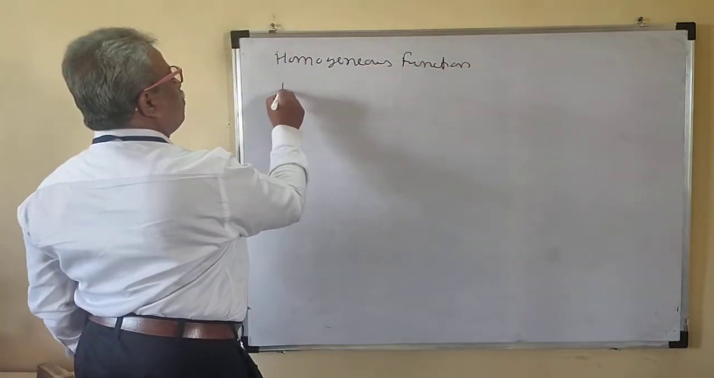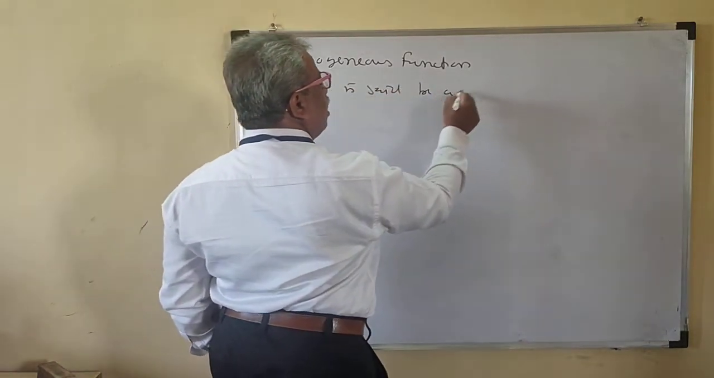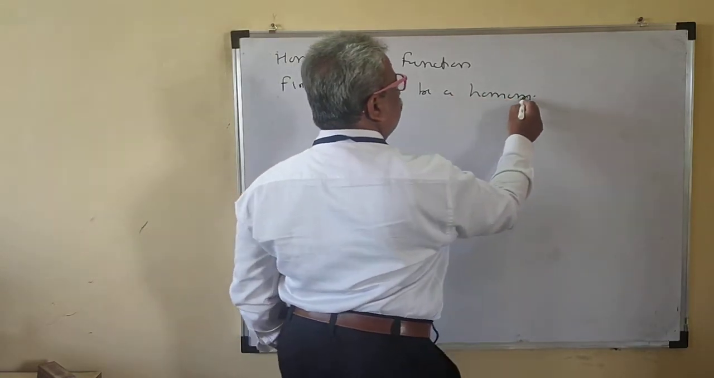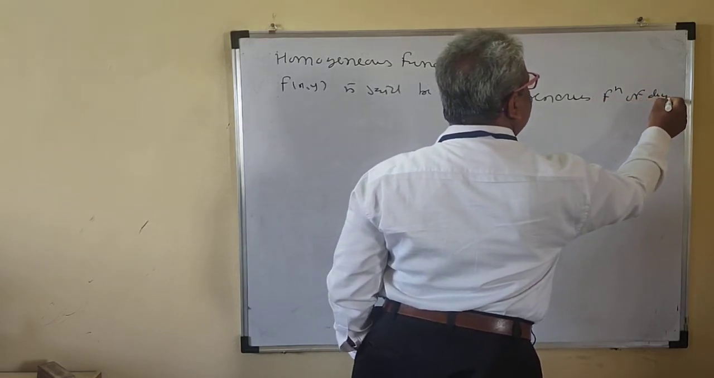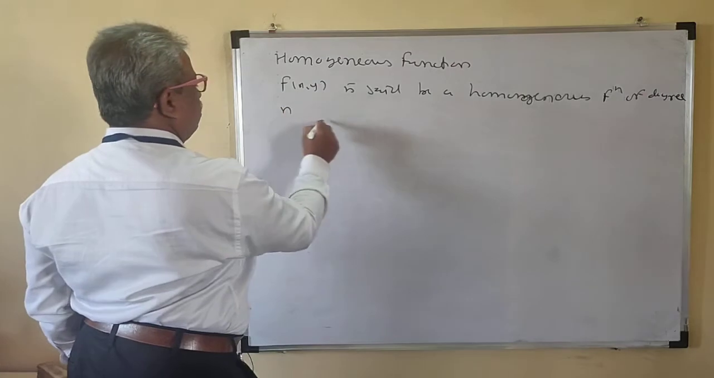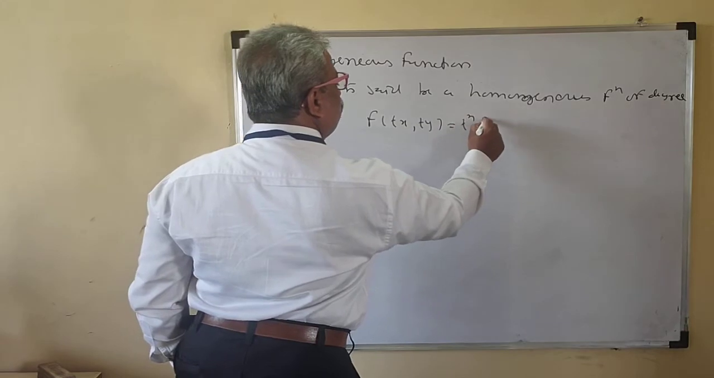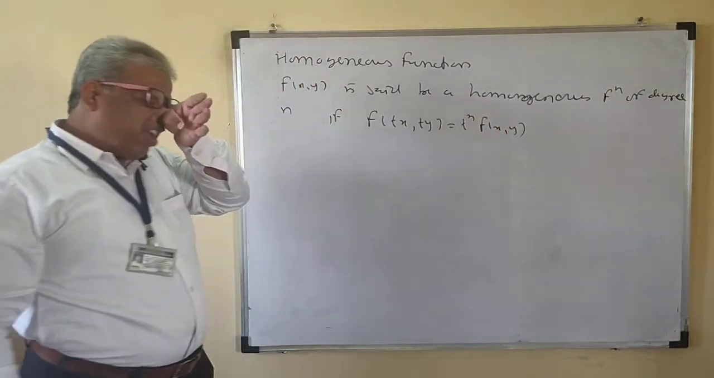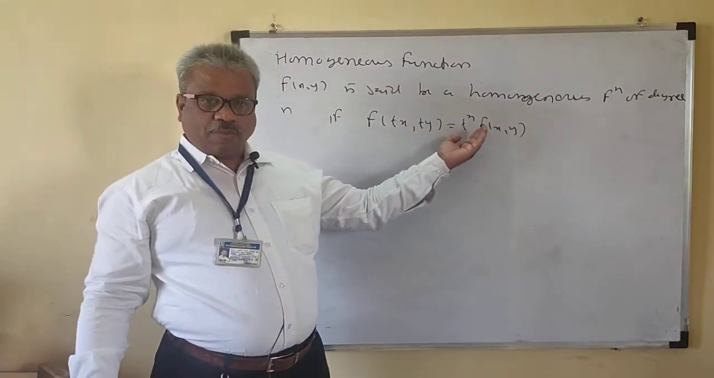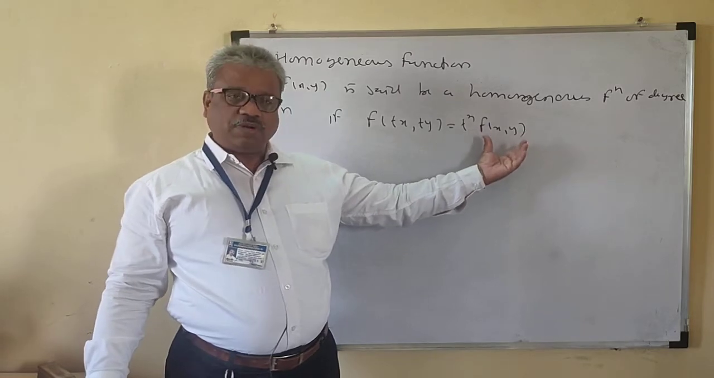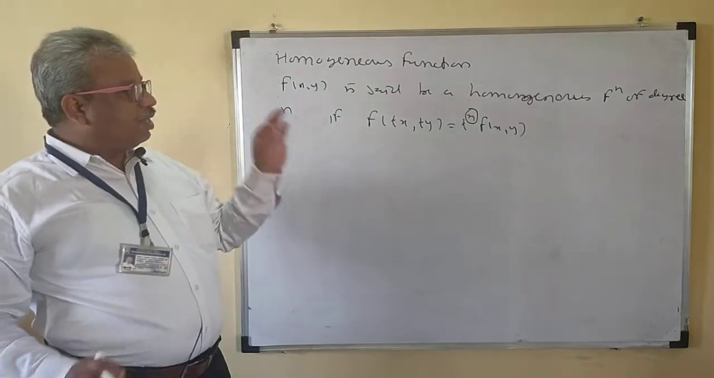Homogeneous function. A function f of x, y is said to be a homogeneous function of degree n, and the degree is very important here, if f of tx, ty is equal to t to the power n times f of x, y. So if you replace x with tx and y with ty, the power of t is common, and we get the original function back. And whatever the power n is, that is the degree of the homogeneous function.